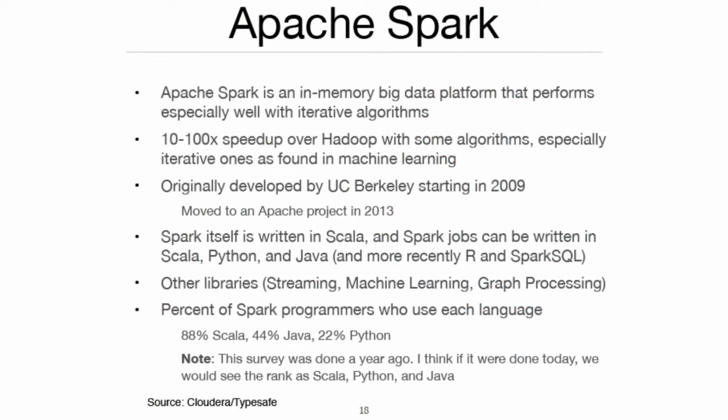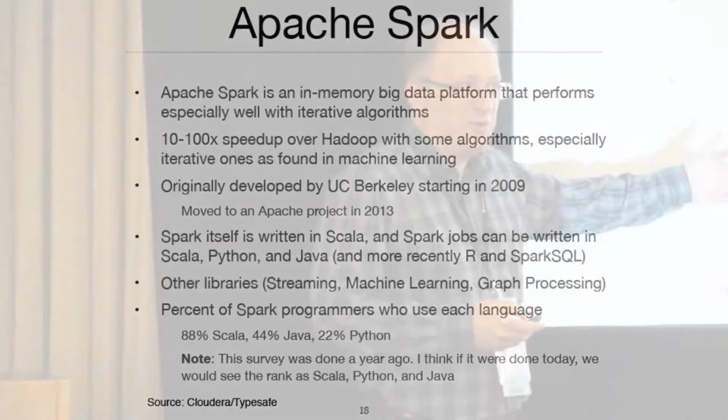There was a survey done a year ago, and it showed that of programmers programming in Spark, 88% would choose Scala, 44% Java, 22% Python. If you notice, they don't add up. They add up to more than 100%. The reason for that is some programmers program in multiple languages.